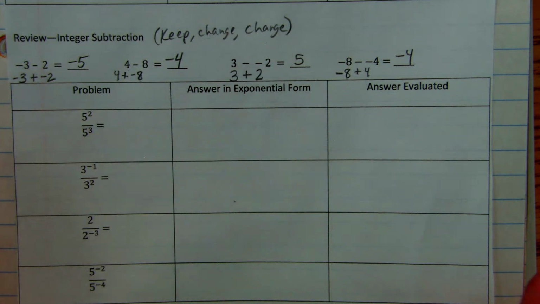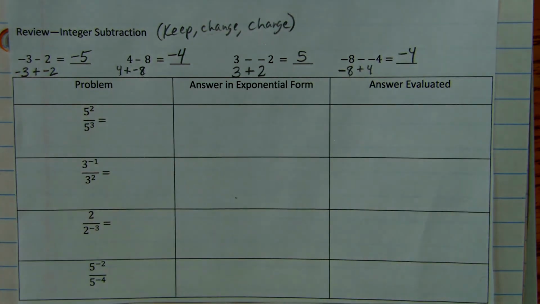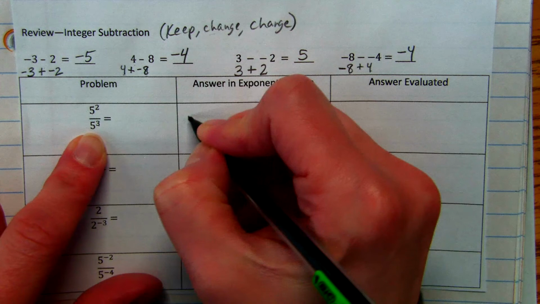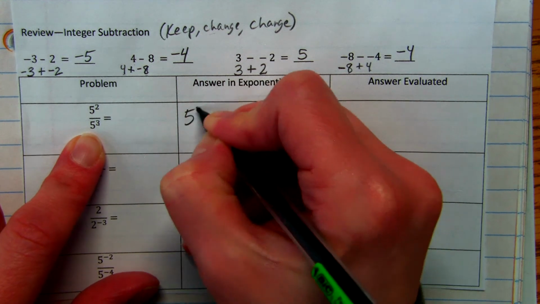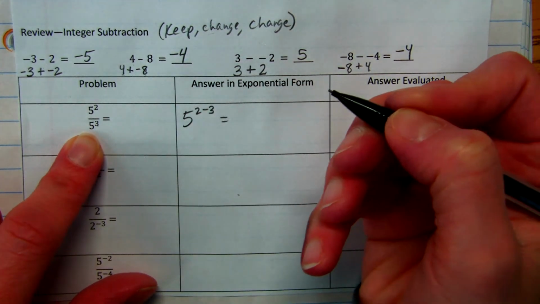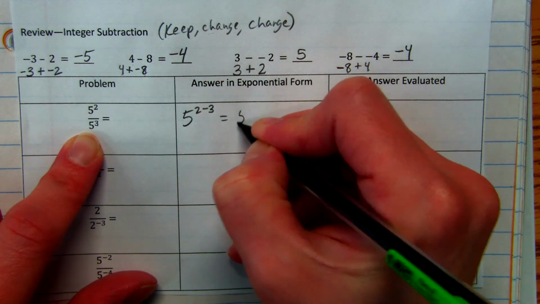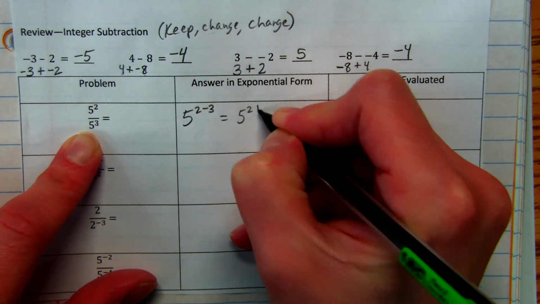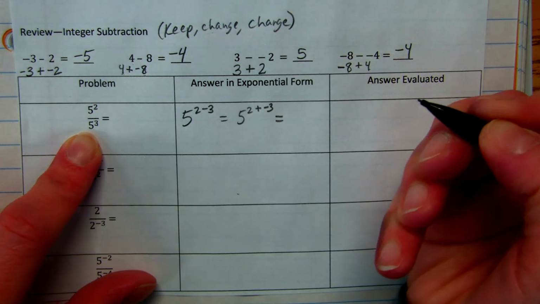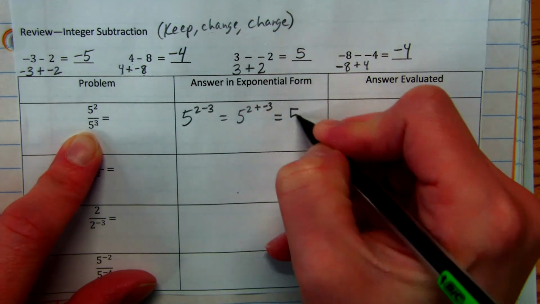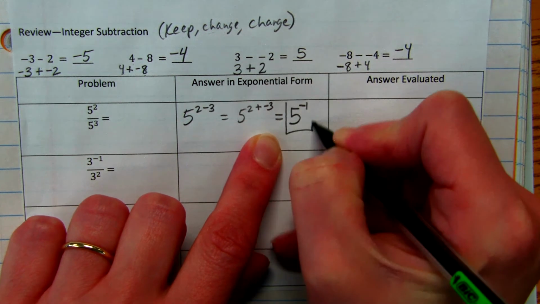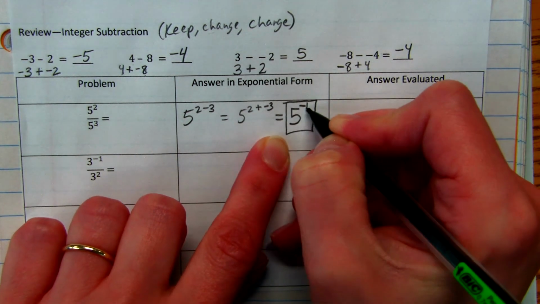So our formula says we're going to be subtracting powers. So if I have 5 squared over 5 to the 3rd, what I'm actually going to do over here is subtract 2 minus 3. So let's think about that. That would be, if I do keep, change, change, that'd be 2 plus -3. So what's that power going to come out as? -1. So that's my answer in exponential form, is 5 to the -1.